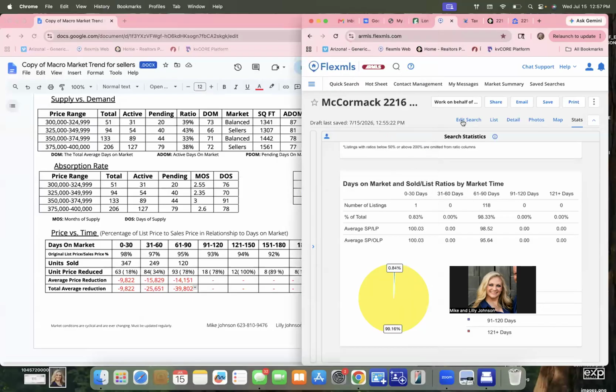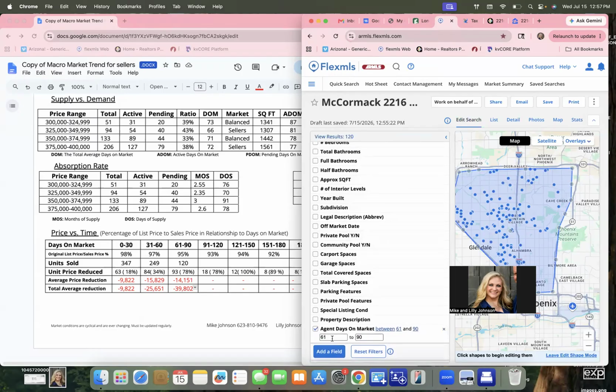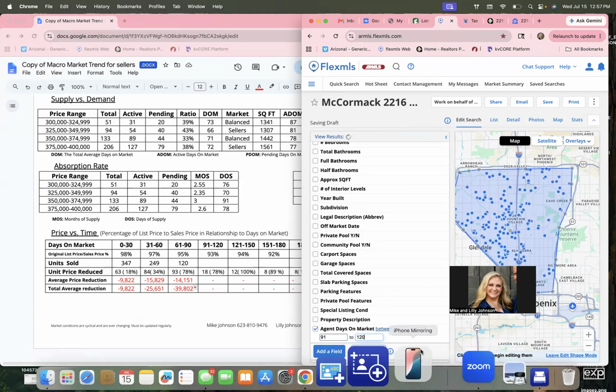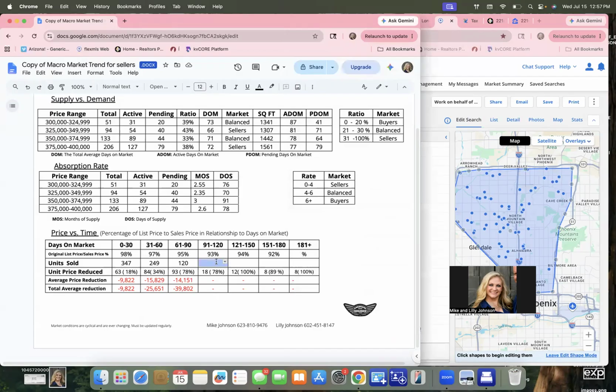All right, now I'm going to go back over here and edit my search. The only thing I'm changing is my days on market. Well, the agent days on market. 66. Big difference, huh?